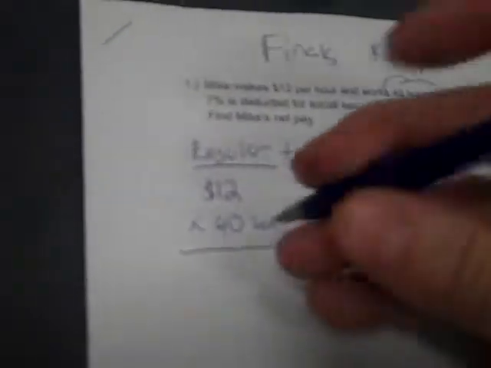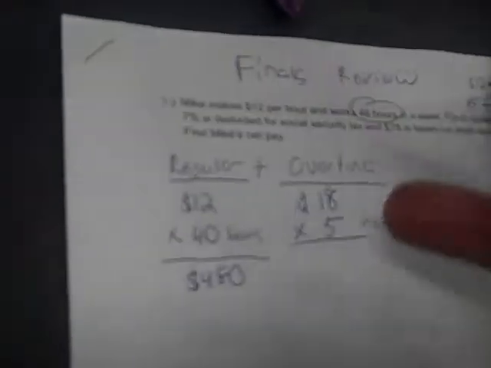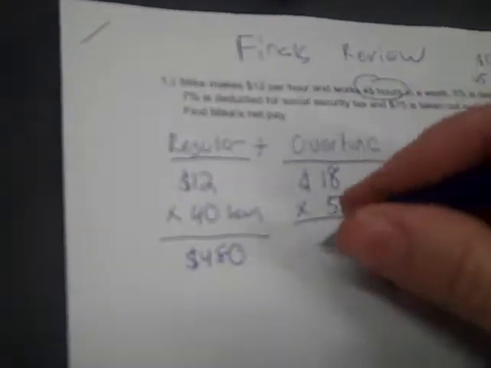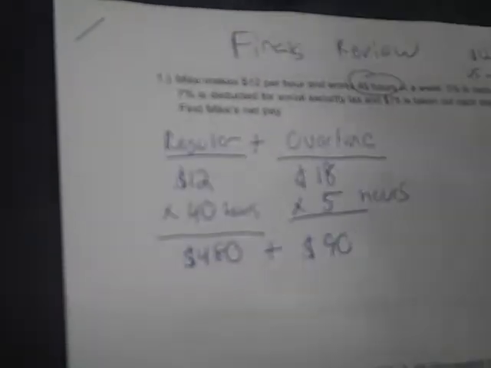Okay, so I multiply 12 times 40, and that's 480. Then I multiply 18 times 5, that's 90. Now I add these two amounts together. So 480 plus 90 is 570.